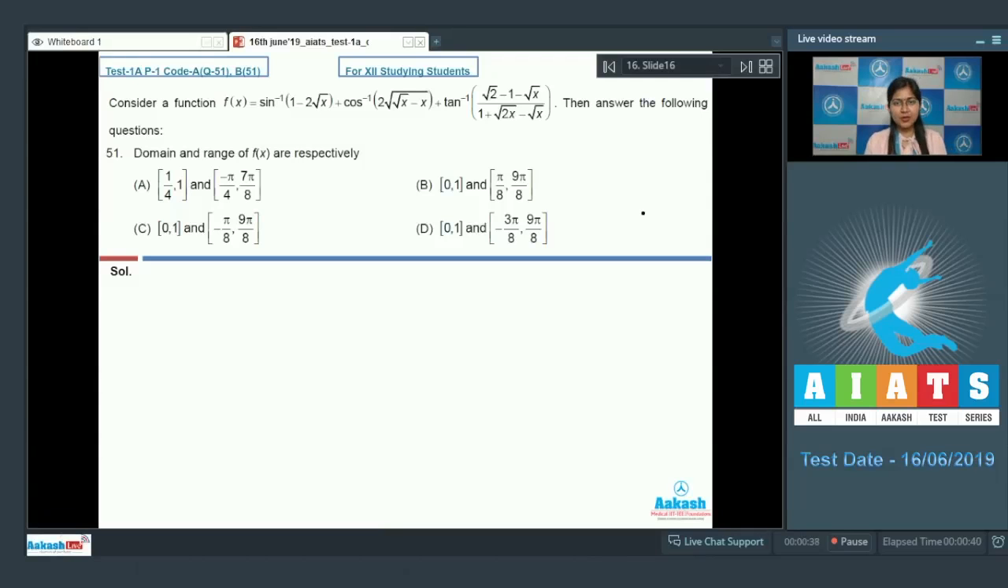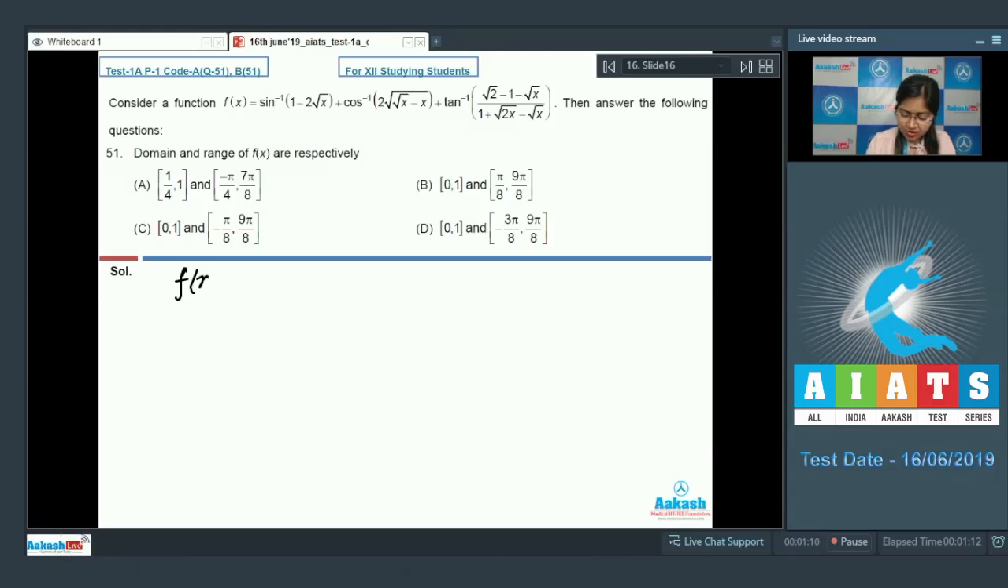Next is paragraph type questions. So let us solve question number 51 and 52. It says: consider a function f(x) equal to sin inverse(1 minus 2 root x) plus cos inverse(2 times root of (root x minus x)) plus tan inverse((root 2 minus 1 minus root x) divided by (1 plus (root 2 minus 1) root x)). So we have to answer the following questions.